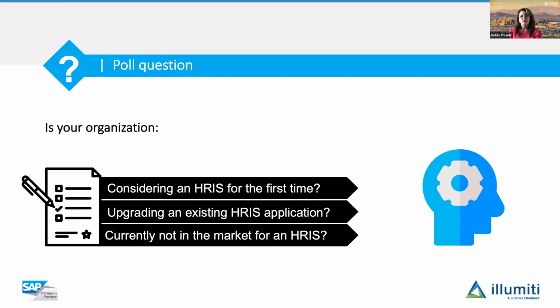Okay, so it looks like 8% of you are considering an HRIS for the first time. 38% of you are upgrading an existing HRIS application, and 54% of you are currently not in the market for an HRIS. So perhaps you are just here for the educational credits, which is perfectly great. So welcome to you all, and thank you for answering that question.